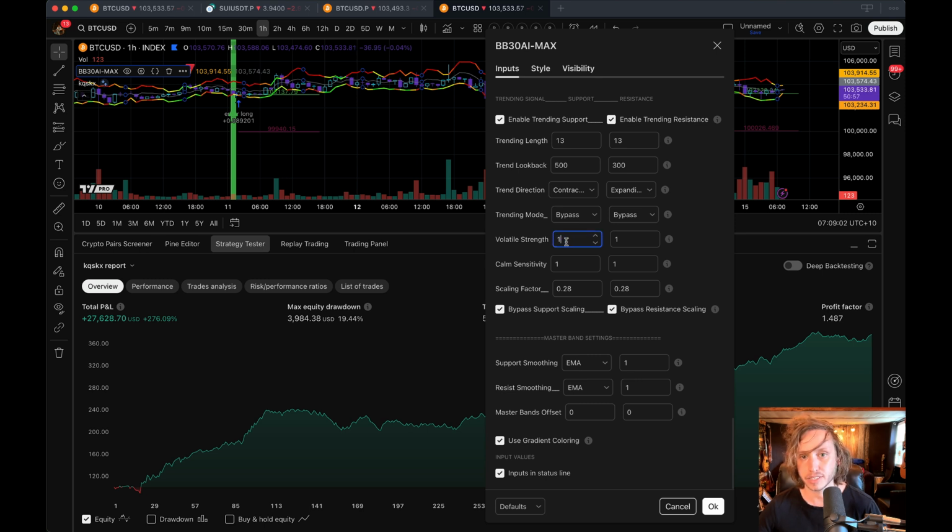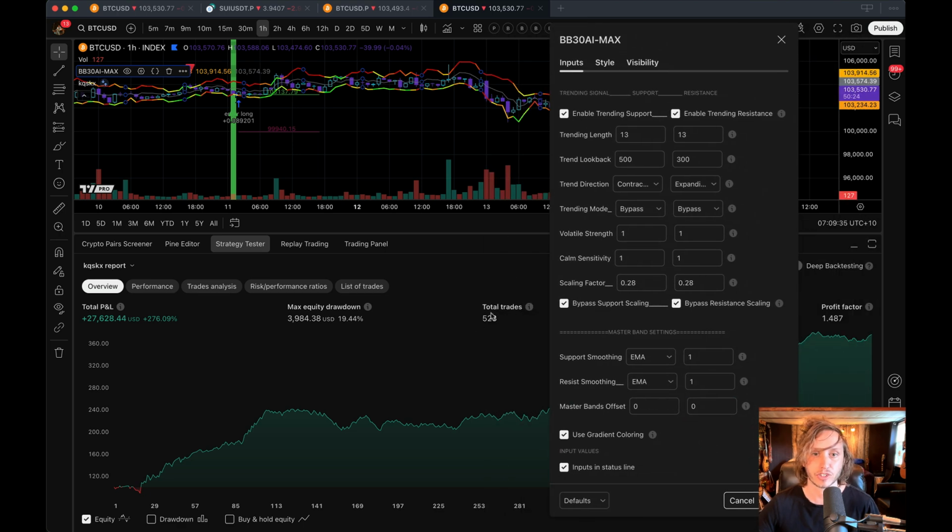Over 1 means that the market is getting more and more volatile, which means you'll be considering more and more trades a possibility. Calm sensitivity, if you're going below 1, means that less and less is what it's considering calm. Above, it's more. Okay. Hopefully that all makes sense. I do find that sometimes going to medium, like 0.5 here and 0.5 here, filters out trades a lot more.